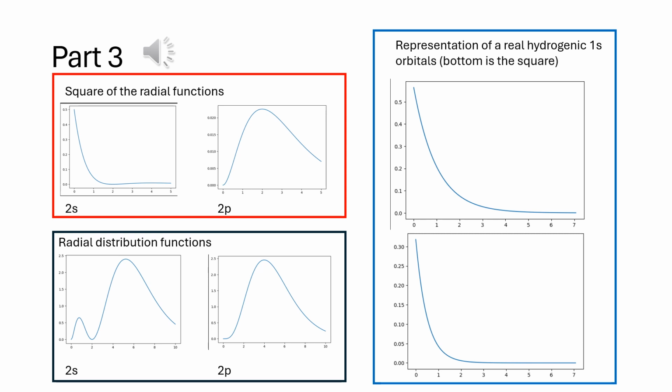Another thing that we modeled using Python is the representation of a real hydrogenic 1s orbital, as opposed to a theoretical or assumed one, which is on the left. And just below that, we have the model of the square of this hydrogenic orbital.